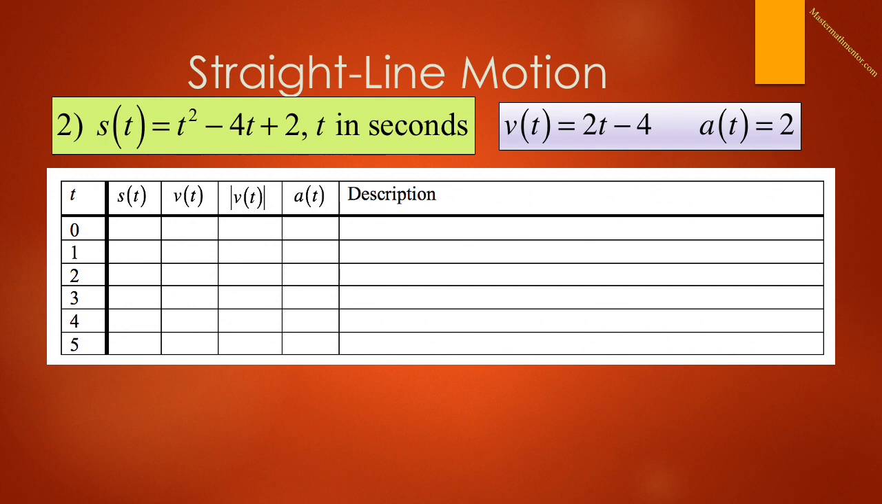On the table, there are values of t running from 0 to 5, and s of t, v of t, the absolute value of v of t, a of t. Stop the video and do the math and fill in the values for this table. We will then analyze it.